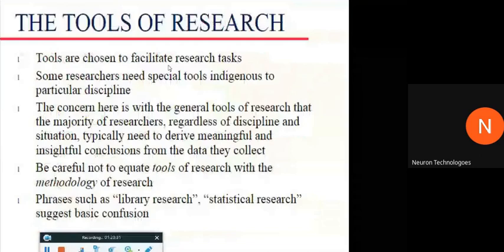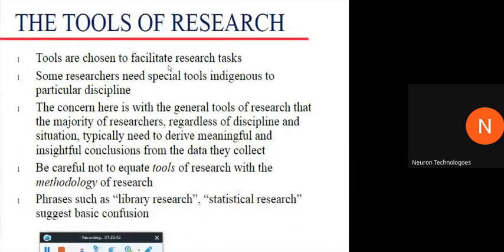The tools of research. Tools are chosen to facilitate research tasks. Some researchers need special tools indigenous to a particular discipline. So I'm going to skip this one. The reasons have already been discussed. Be careful not to equate tools of research with the methodology of research. So this one is the most important thing.